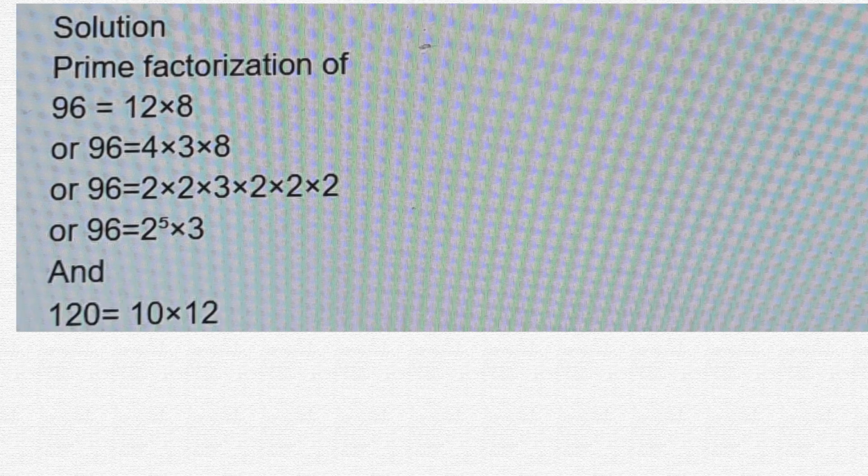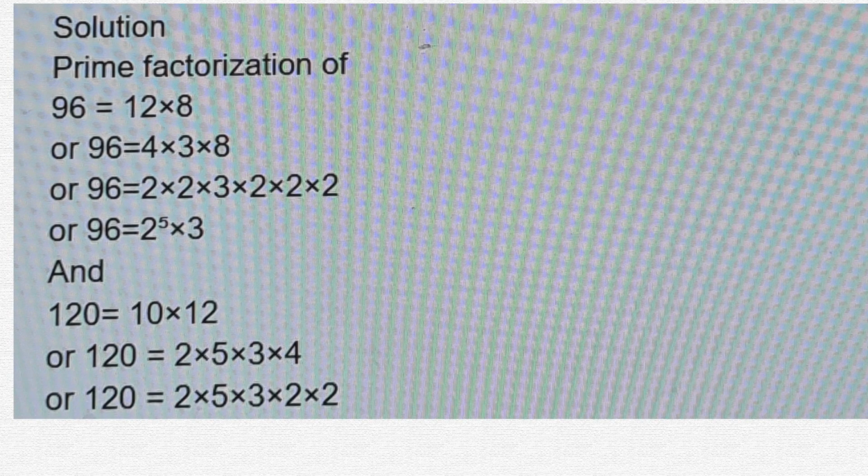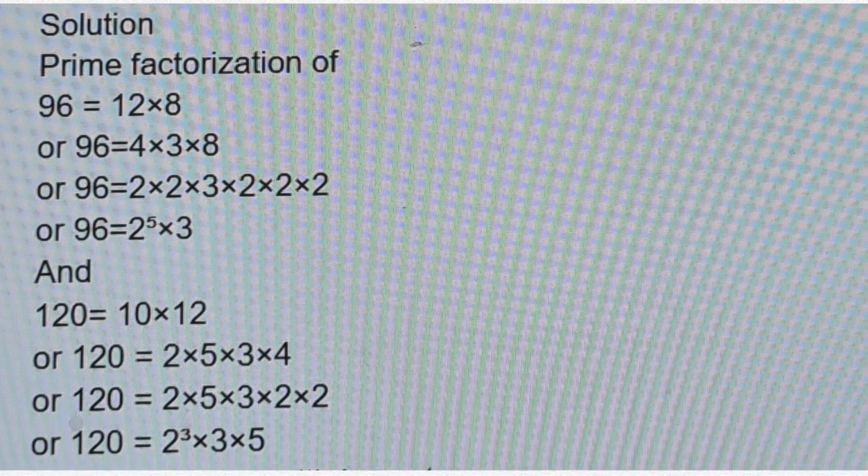Or 96 equals 2 times 2 times 3 times 2 times 2 times 2. Or 96 is equal to 2 raised to 5 times 3. And 120 equals 10 times 12. Or 120 equals 2 times 5 times 3 times 4. Or 120 equals 2 times 5 times 3 times 2 times 2. Or 120 equals 2 superscript 3 times 3 times 5.